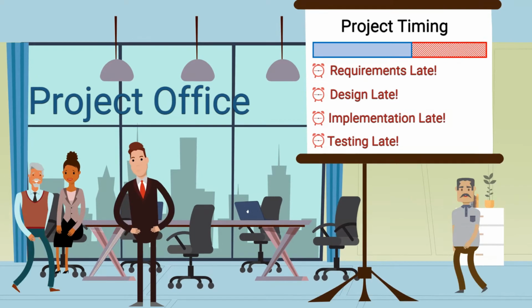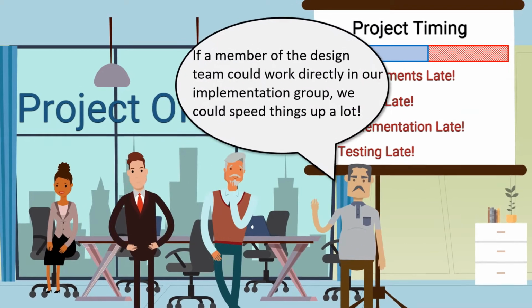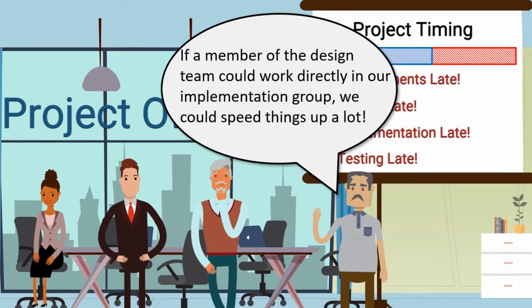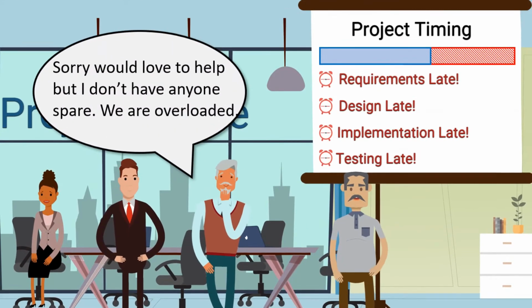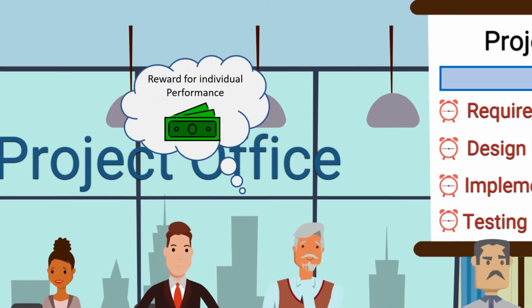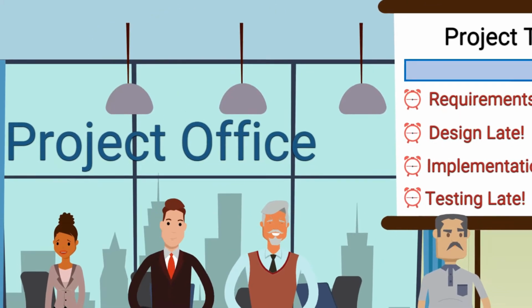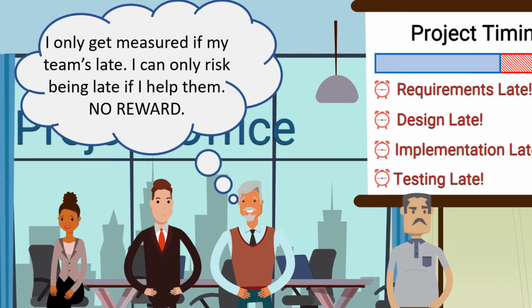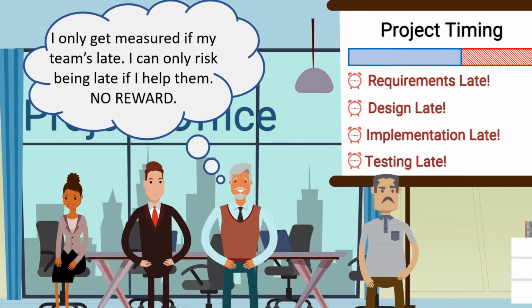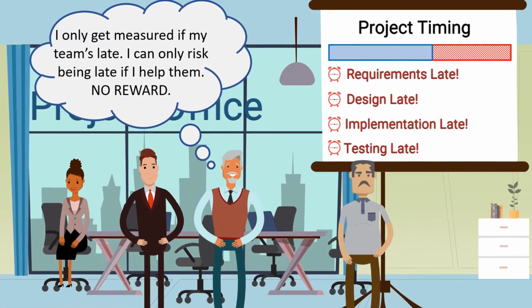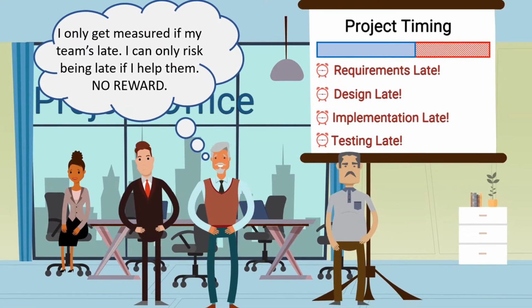The implementation team become desperate and they ask if someone from the design team could come and help them directly. The design team refuses as the team leader is looking for a promotion. He wants to close his work tickets on time, and that's all his performance is measured on, so he sees no advantage in being low on resources and potentially missing his target.